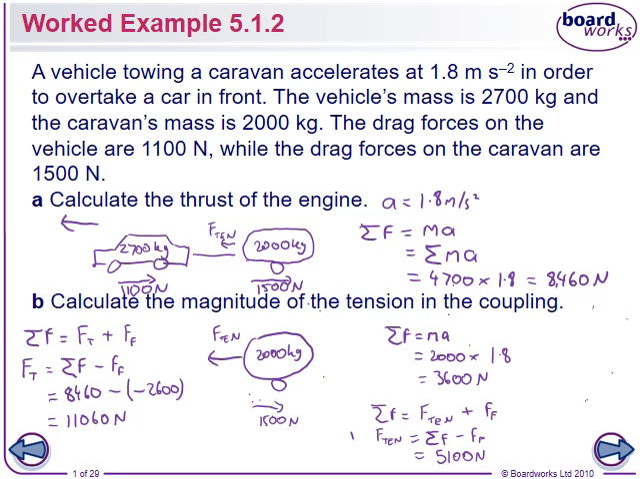Okay? Remember, if these are in opposite directions, you need to be aware of the sign. Okay? So, if we have a positive 3,600 tension force, we must have a negative 1,500 frictional force. Okay? So this is all you need to remember with these sorts of questions. Okay? So basically, 2 points here.